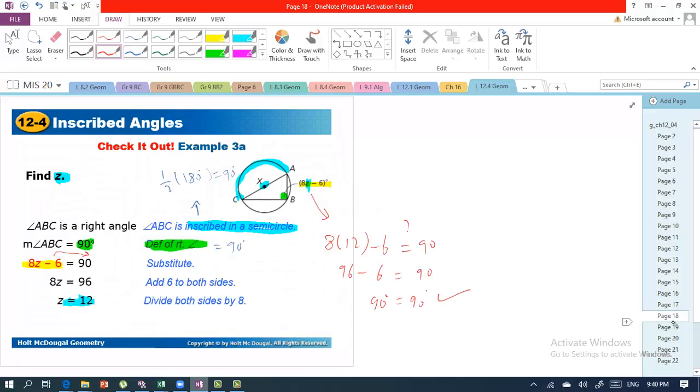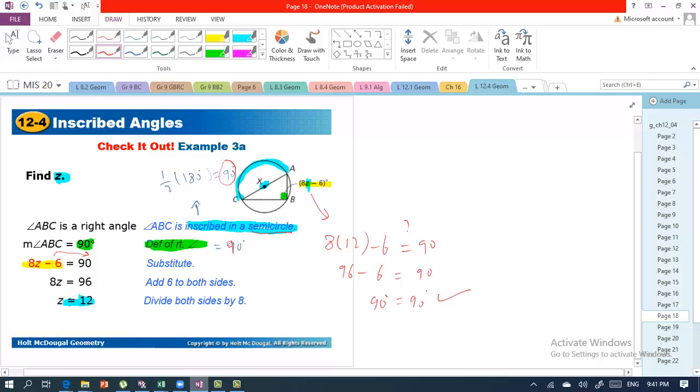Here is another example of how to find the same. This inscribed angle is subtending a semicircle, so it is 90. So we're going to say 7z minus 6 is equal to 90. As we said, a semicircle is 180, and half of 180 is 90. You can see it here, half of 180 is 90, and it's written here, 90.